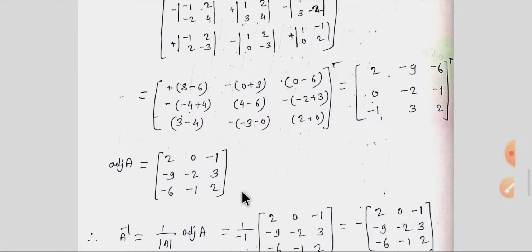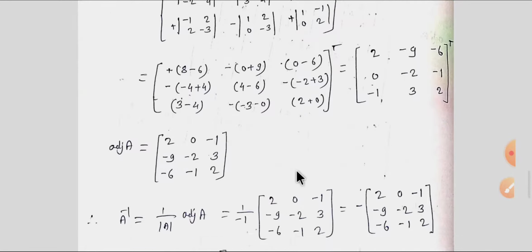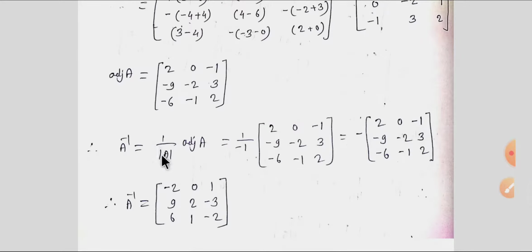Therefore adjoint of A is, we write rows into columns and columns into rows. So that is 2, minus 9, minus 6, 0, minus 2, minus 1, minus 1, 3, 2. So therefore A inverse is equal to, we know that A inverse is 1 by determinant of A into adjoint of A, that is equal to 1 by determinant of A, value is minus 1 we got, into adjoint of A, which is 2, 0, minus 1, minus 9, minus 2, 3, minus 6, minus 1, 2. So multiplying throughout by minus sign, we get A inverse equal to minus 2, 0, 1, 9, 2, minus 3, 6, 1, minus 2.